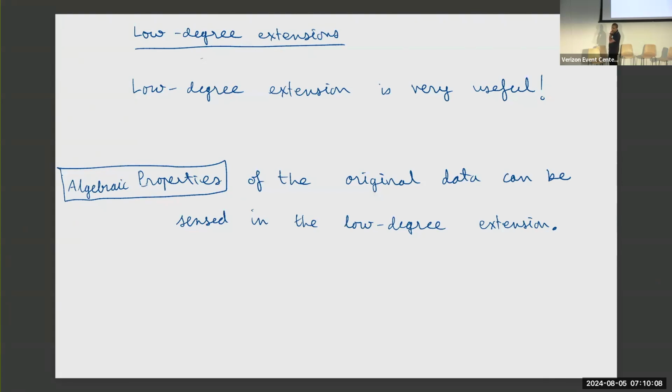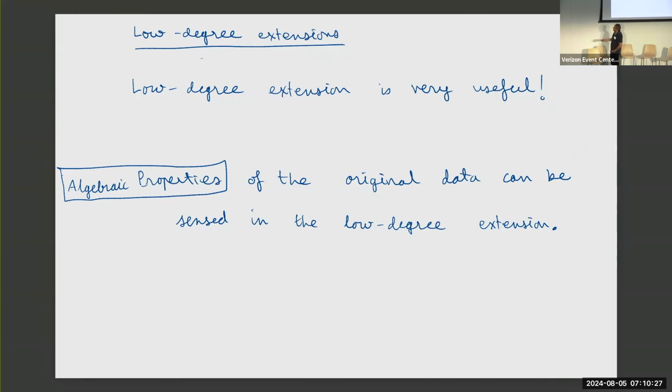So what is an algebraic property? An algebraic property that can be sensed, for example, is that the polynomial vanishes at the point 0. Such a property can be seen elsewhere, or maybe the sum of all the values is 7. A property like that can be seen elsewhere.